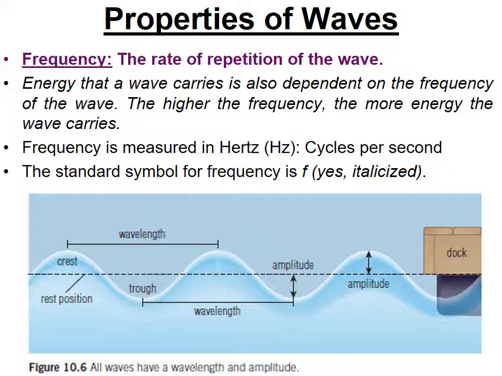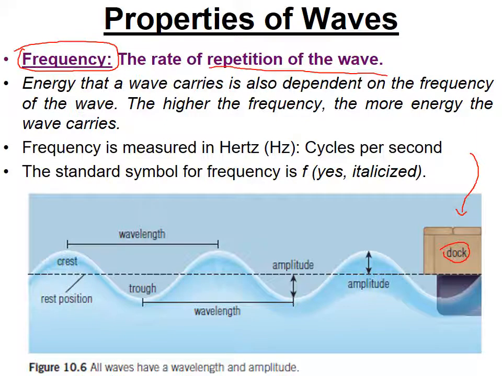Another very important definition to understand waves completely is something called the frequency. And the frequency is really the rate of repetition of a wave. So how often the wave repeats itself. So, for example, if I was looking at the wave below here, the light wave, if the wave passed the dock 10 times per second, that would be the frequency. That's how often a wave passes the dock.